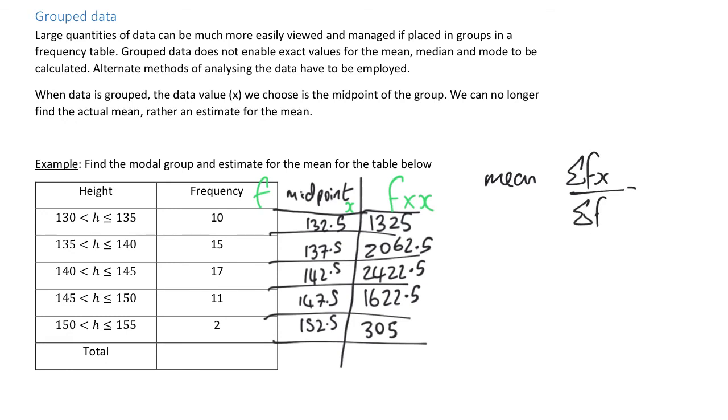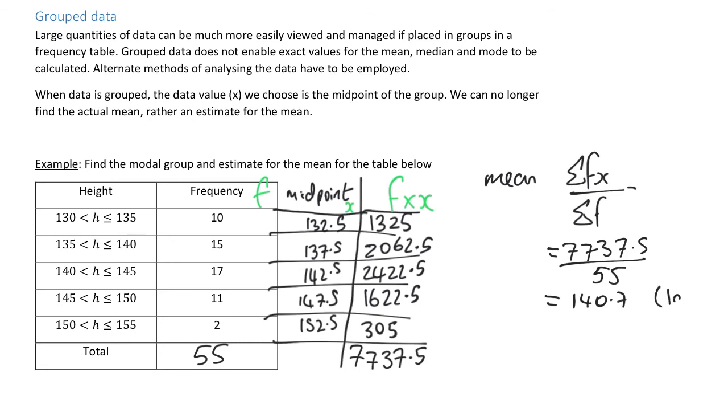So we need to work out the sum of our frequency and the sum of the fx. If we add the frequency columns, so add the 10, the 15, the 17, the 11 and the 2, we get 55 for that. And if we add the fx values, we get a total of 7,737.5. So sigma fx over sigma f, we're going to do the 7,737.5 divided by 55, and that works out to be 140.7 to 1 decimal place.